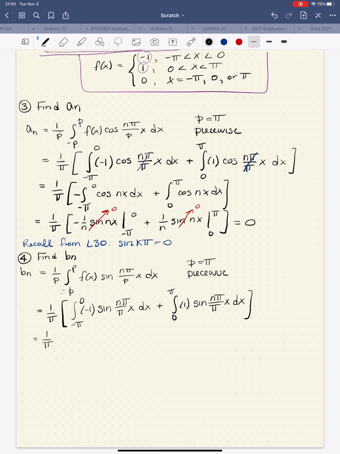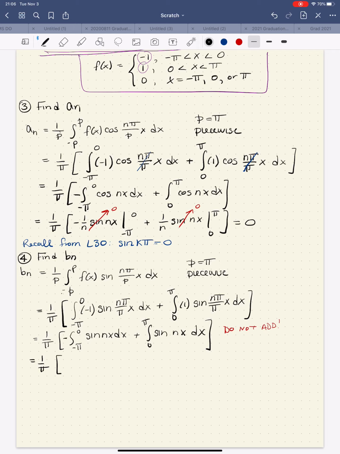Okay, so let's simplify this. 1 over pi, the integral from negative pi to 0 of negative sine of nx dx, plus the integral from 0 to pi of sine of nx dx. I missed my negative again, so be careful with these negative signs because you can see they're actually quite important. Okay, so now we integrate. Again, do not commit heresy here and start adding the integrals. The limits of integration are different. You cannot add them.